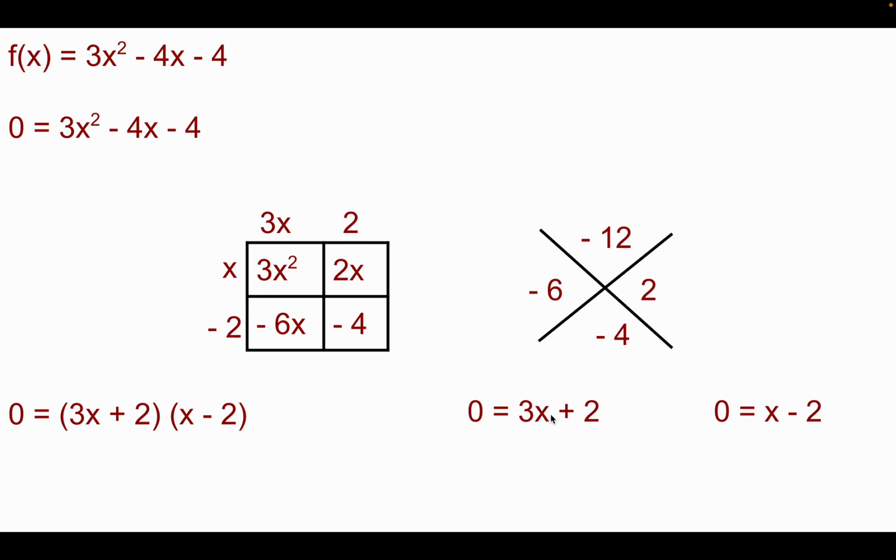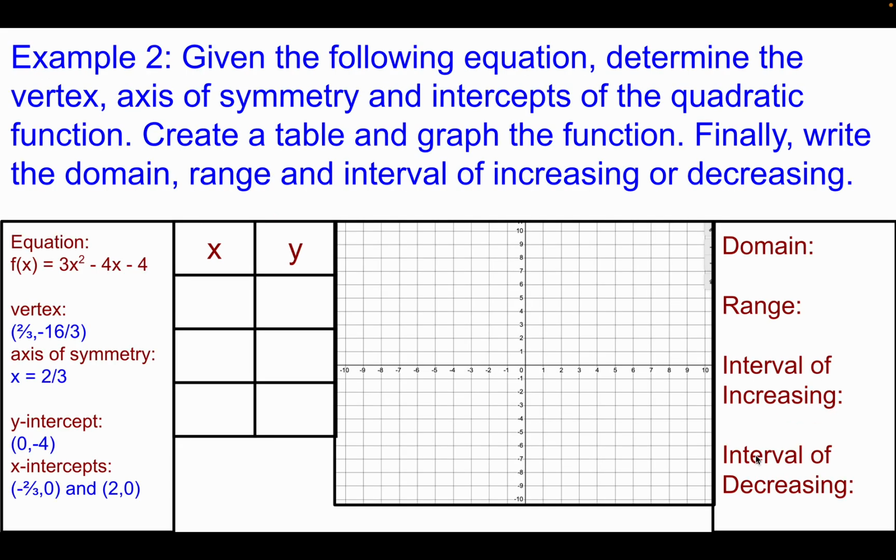So in my first equation, I'll subtract 2 from both sides. That'll get me -2 equals 3x. Then I'll divide both sides by 3 and get -2/3 equals x. And then with my second equation, I'm just going to add 2 to both sides and get 2 equals x. Okay, and so then those are my x-intercepts at -2/3, 0, and 2, 0. So that's one way I can solve for my x-intercepts.